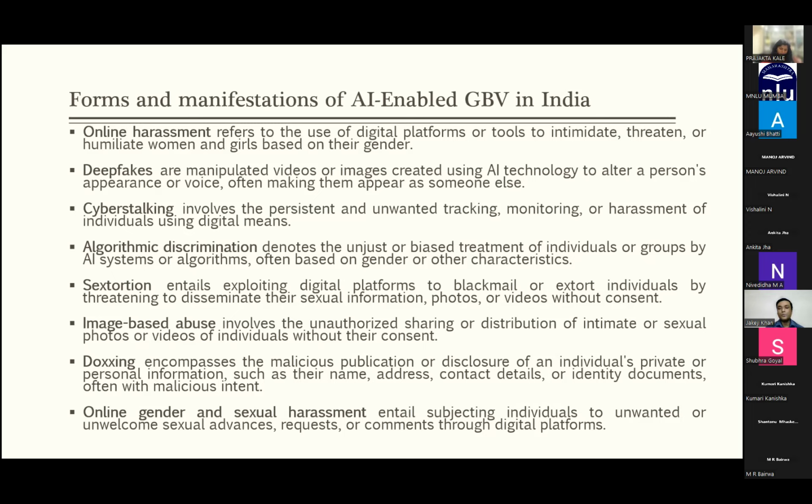Each and every day, we go through such news that digital platforms are being exploited for blackmailing as well as to extort individuals. We have image-based abuse, which involves unauthorized sharing or distribution of intimate or sexual photos or videos of individuals without their consent. Thereafter, a new form of violence, we have doxing, which encompasses the malicious publication or disclosure of individuals' private or personal information. We also have online gender and sexual harassment, which entails subjecting individuals to unwanted or unwelcome sexual advances, requests, and comments through digital platforms.